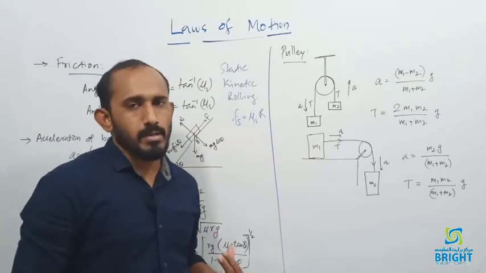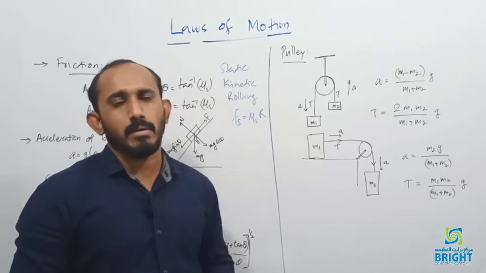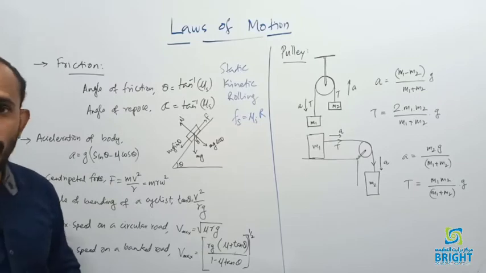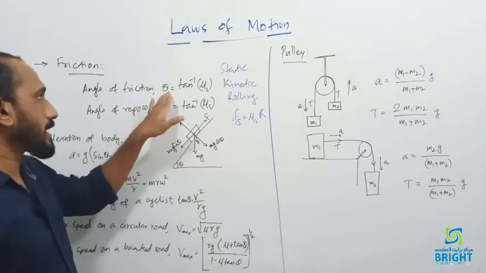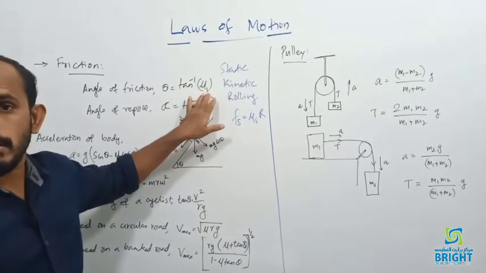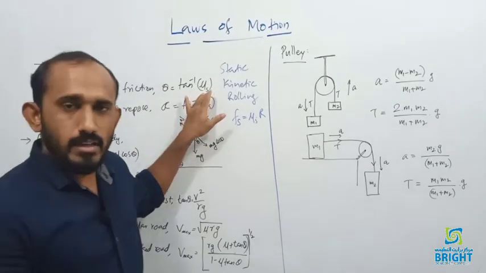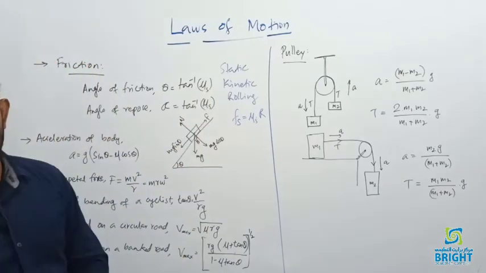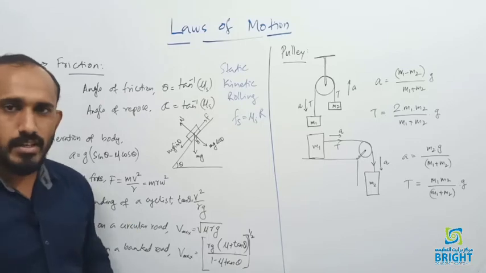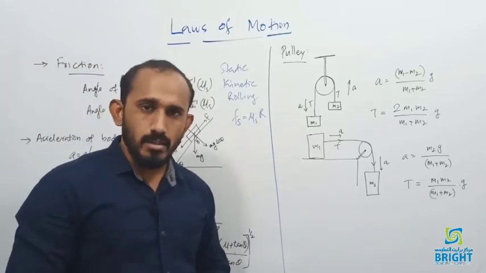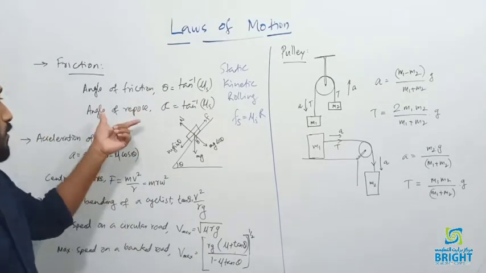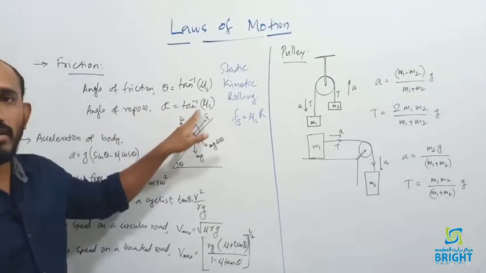Now, in this topic, for numericals, some important terms are there that we have to come across. One of the terms is angle of friction. This theta is given by tan inverse mu s, the inverse tangent of the coefficient of static friction. What is angle of friction? It is actually the angle between the resultant of static friction and the normal reaction, which it makes with the normal reaction. And the angle of repose, alpha, is equal to tan inverse mu s.